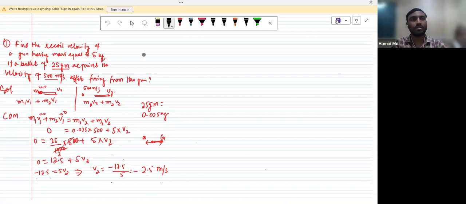Did we solve this question? Find the recoil velocity of a gun having mass 5 kg, if a bullet of 25 gram acquires the velocity of 5, then after firing, what will be the recoil velocity? Did we solve this question last time? Yes, sir. So what about Avani? You got the answer? You got the concept as well? Sir, got the concept. Okay. So this was about the recoil velocity. So further we will move on.